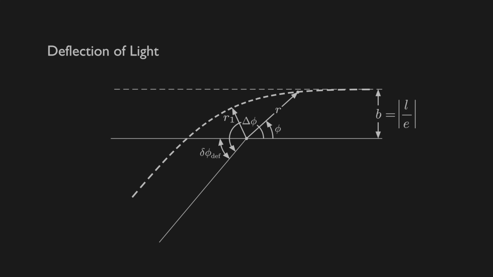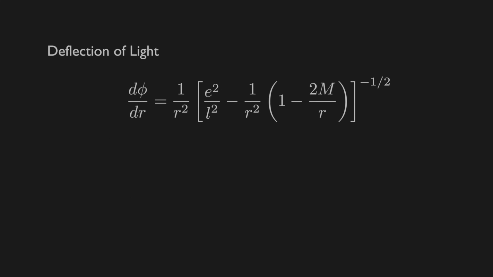I won't prove it here because this video is already going to be more than long enough, but for those who do want to give it a try, the key is to take the limit of r going to infinity of this absolute value of L over E, and prove it is the impact parameter like we drew here. Coming back to our expression for dθ/dr, we can replace this E squared over L squared with 1 over b squared.